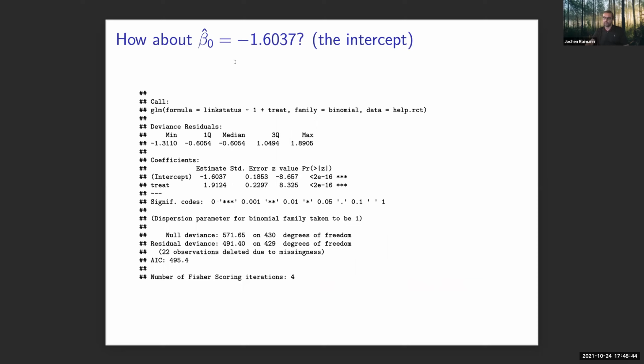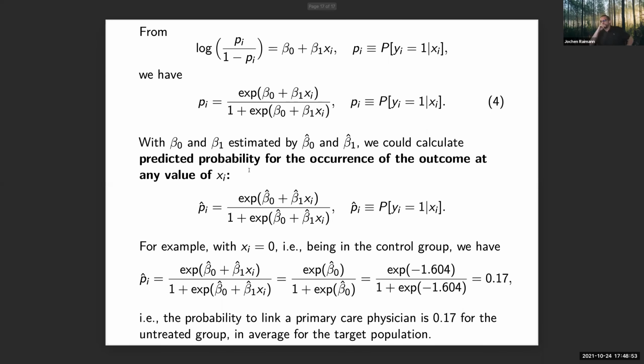Good. What are we doing now with the intercept? The intercept beta hat 0 is -1.6. How is that to be interpreted? Again, we're coming from log pi over 1 minus pi. We're coming from beta 0 to beta 1. We are essentially transforming this now.